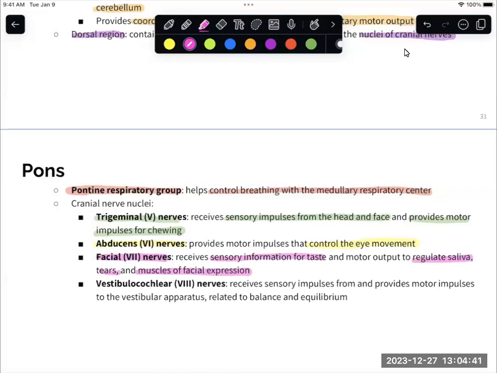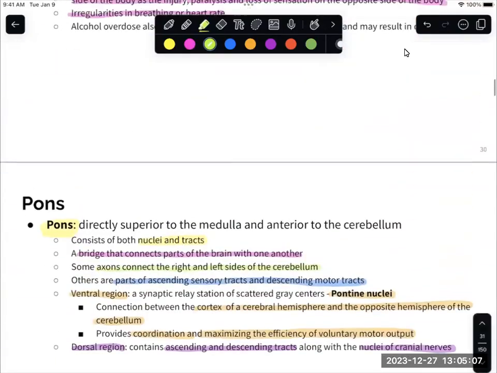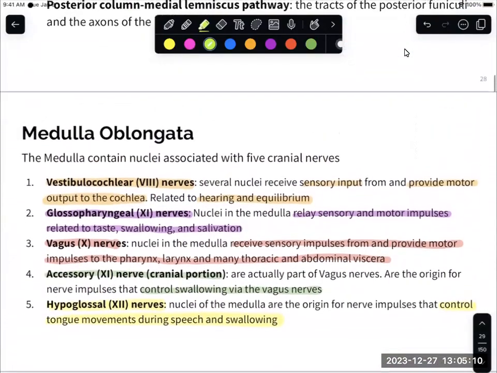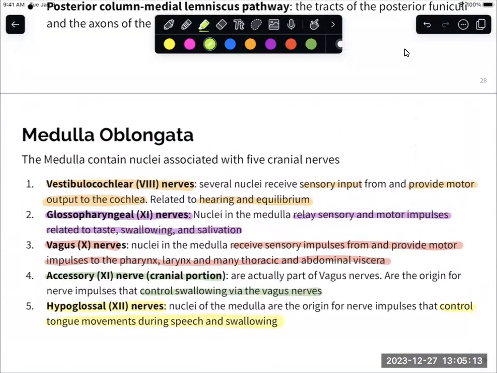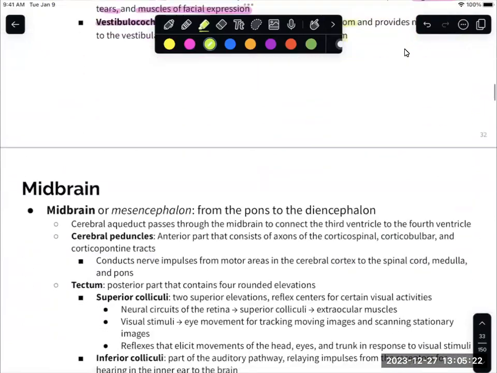And the last cranial nerve in the pons is the vestibulocochlear nerve. This vestibulocochlear nerve, balance and equilibrium, and sensory from hearing. So, vestibulocochlear nerve goes through the pons and part of that medulla. So, it's kind of found between both of these areas.